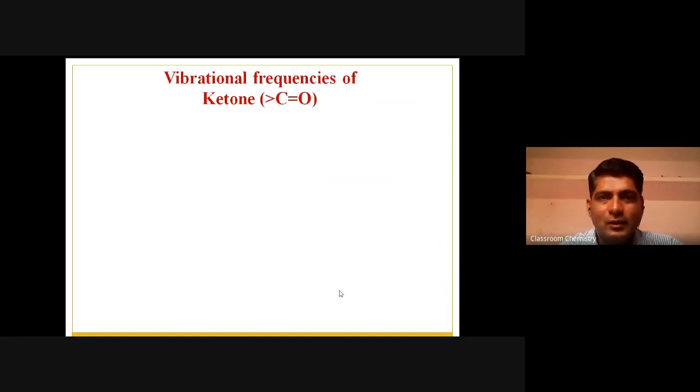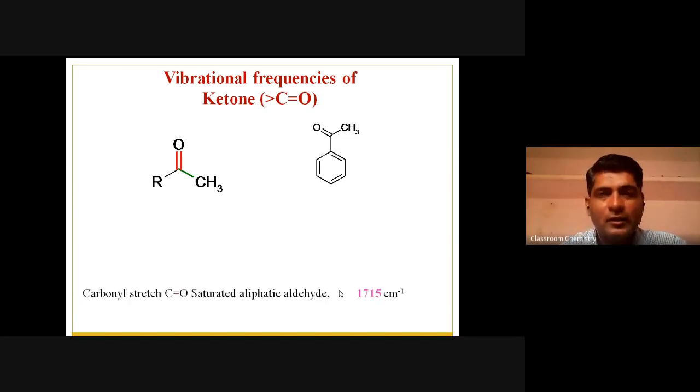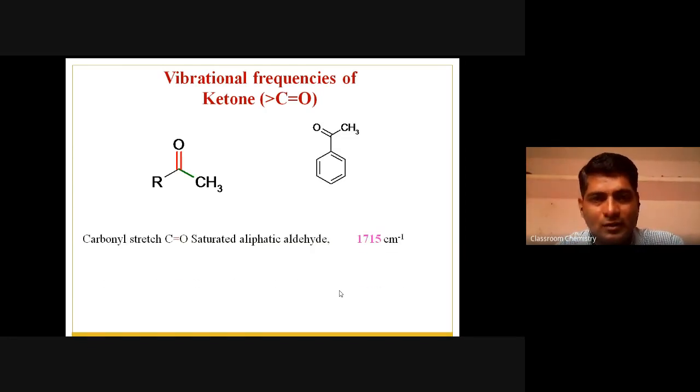Then we have seen the vibrational frequency of the ketone, meaning when H is replaced by another alkyl or aliphatic or aromatic group, then it is called ketone. So this is the aldehyde. When you replace H by an alkyl group, then it becomes a ketone compound. So like this, we can prepare the ketone compound. Also, we have seen its IR frequency. The IR frequency for the carbonyl stretching is 1715. It is slightly less than the aldehyde.